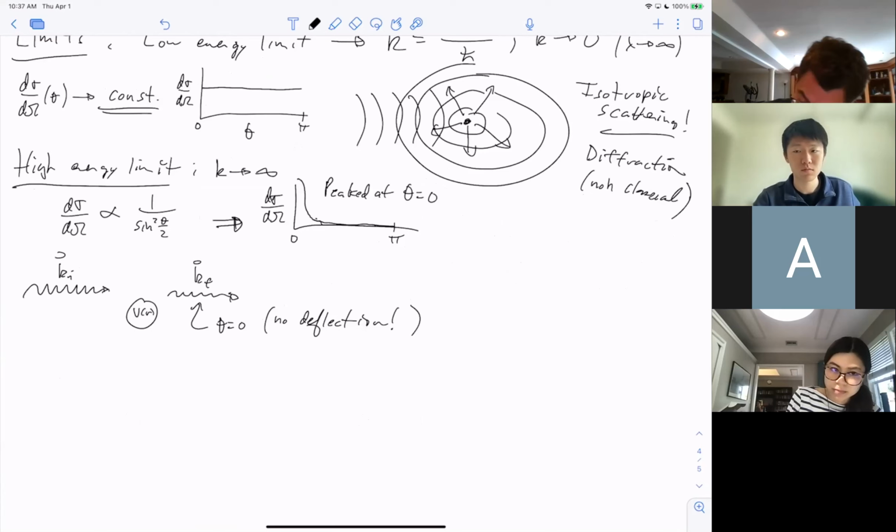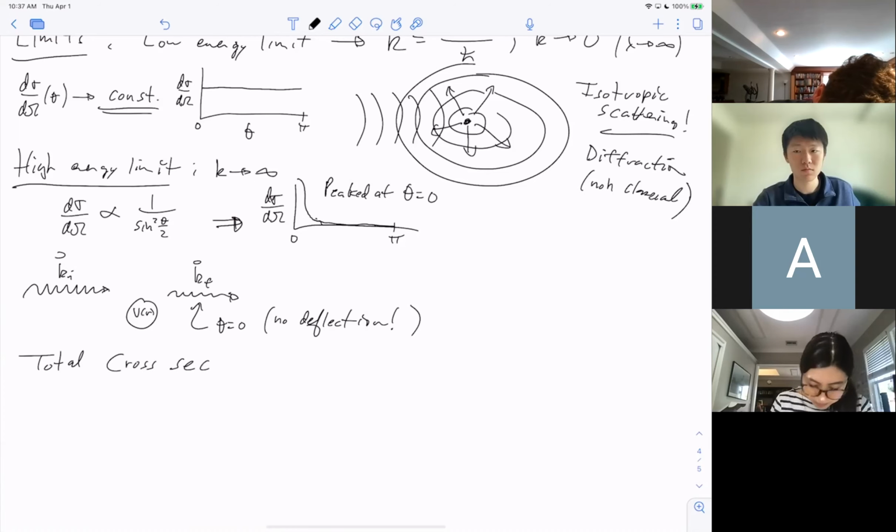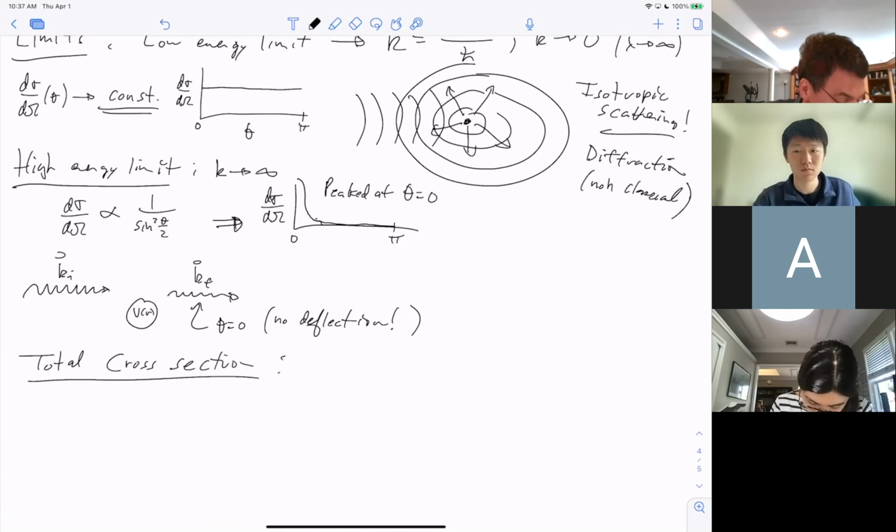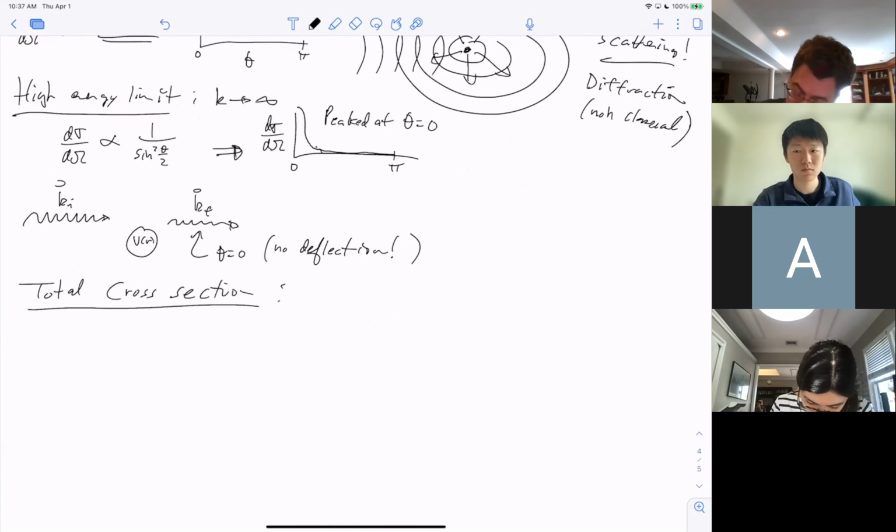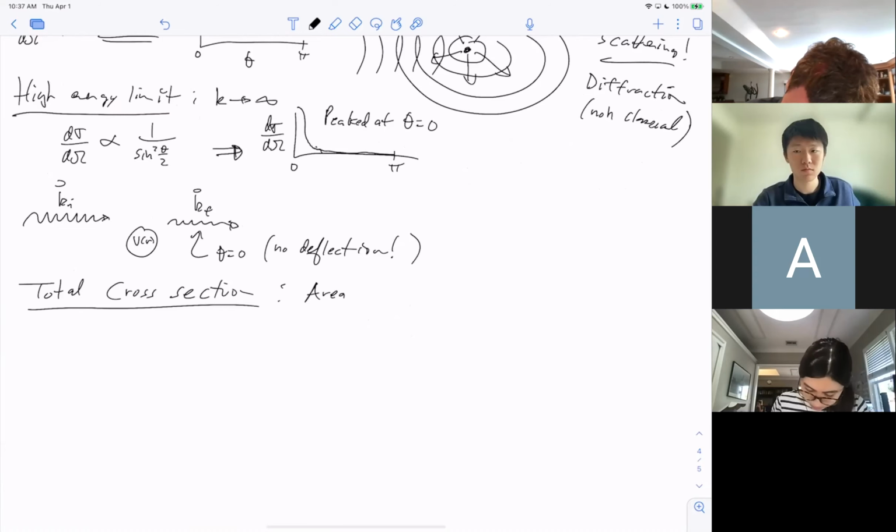Okay. So now let's consider the total cross section. And so the total cross section is basically the area that corresponds, remember, I'm scattering into 4 pi, and so I want to know what area of the beam is deflected into 4 pi. So area of beam deflected into 4 pi, all 4 pi of solid angle, the sphere.